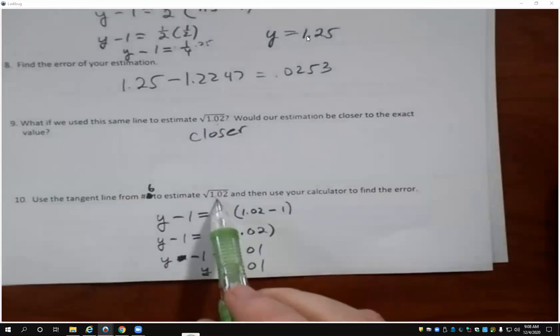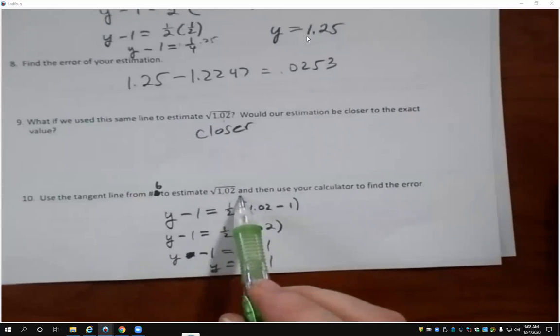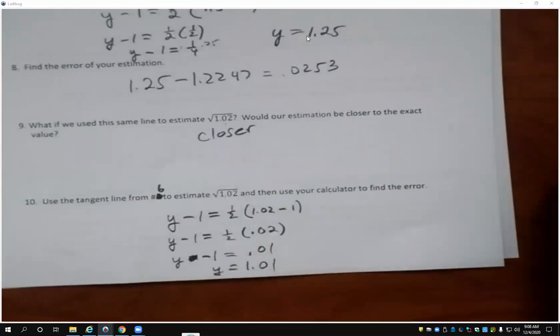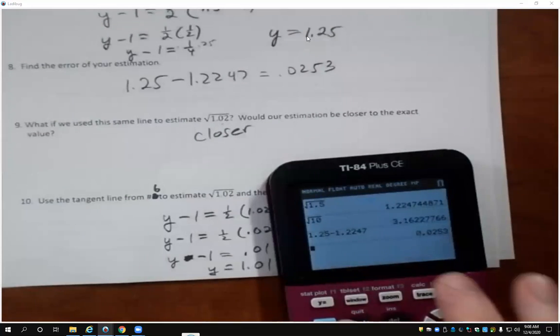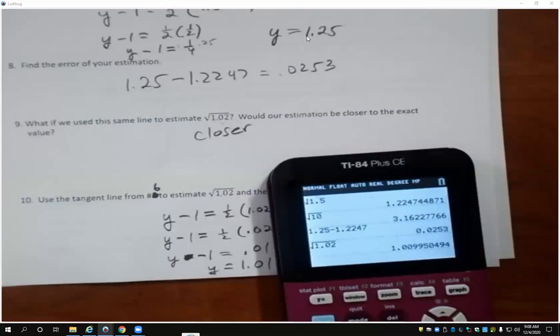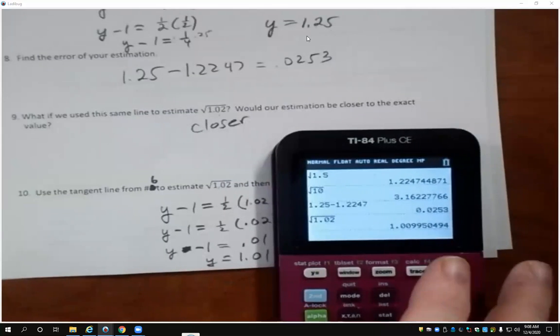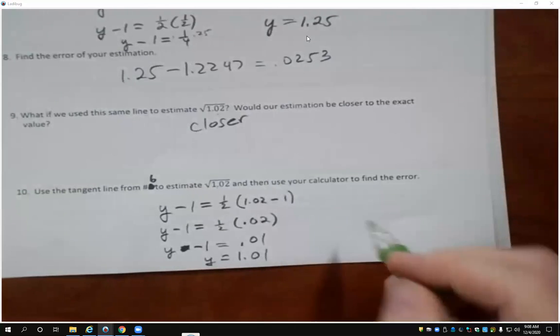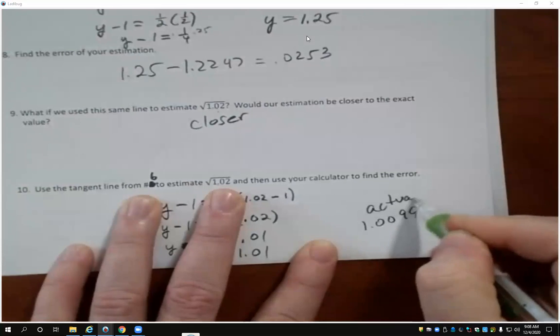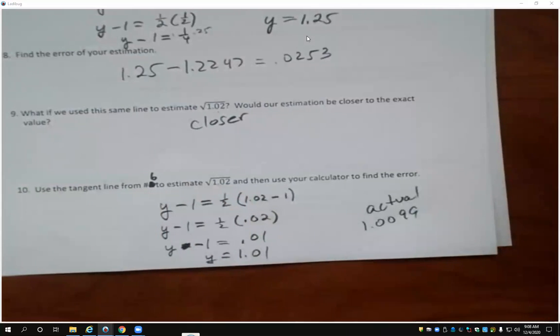We know it's more than 1 because the square root of 1 is 1. Okay. And we know the square root of 1.5 is 1.2. So we know it's somewhere in between there. Let's get an exact value. The square root of 1.02 is 1.0099. Okay. 1.0099 is the actual. We're not that far off, right?